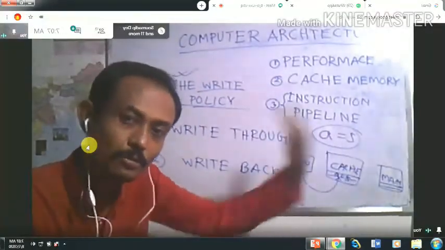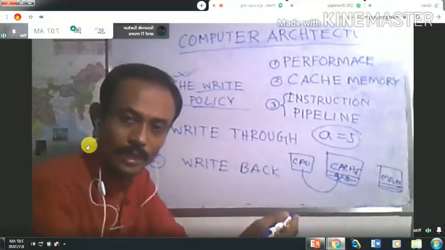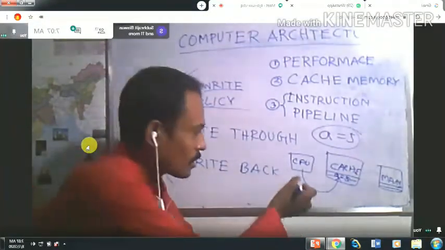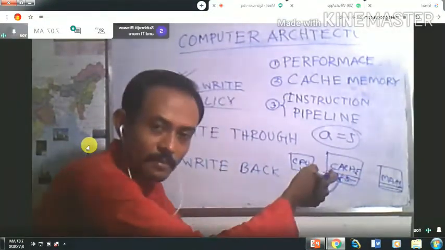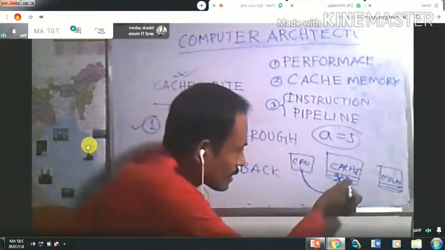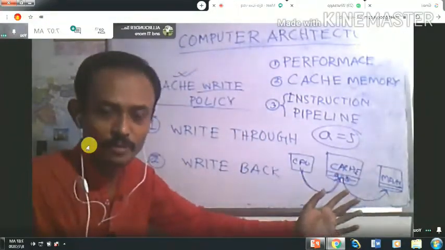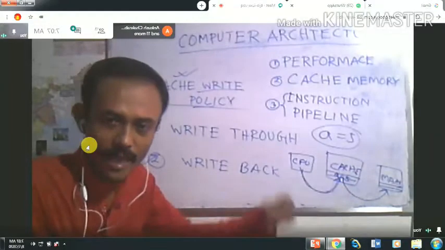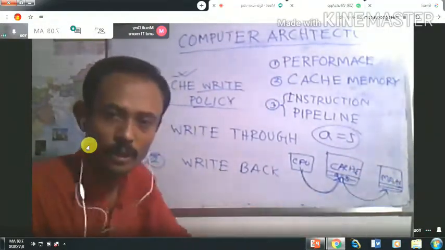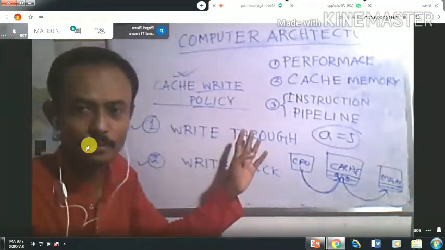So that copy also should be modified. How do we modify it? We can modify it in two different ways. One way is that when you modify or write a particular word in the cache block, then at the same time you also update that word in the main memory. When you update something in the cache memory, at the same time you also update it in the main memory. Clear? That is called the write-through policy.